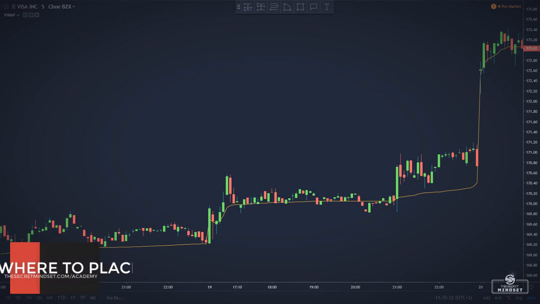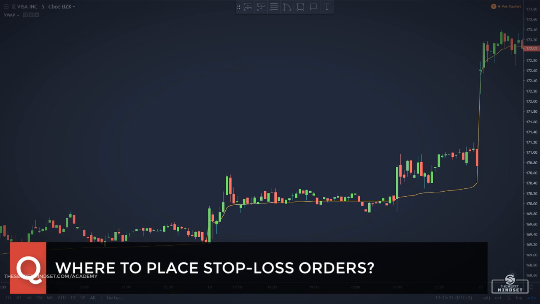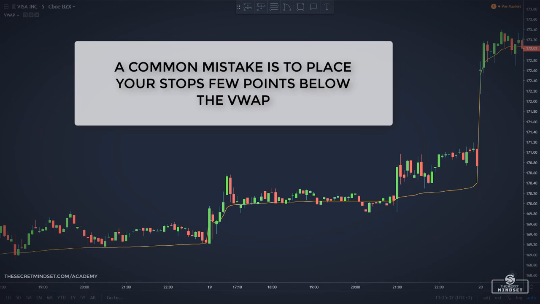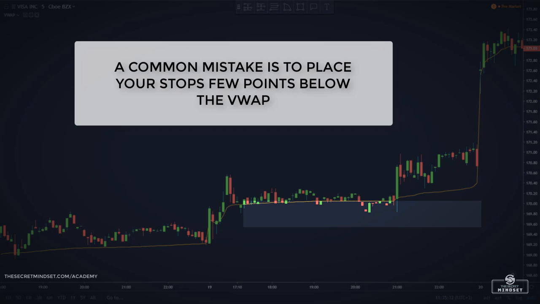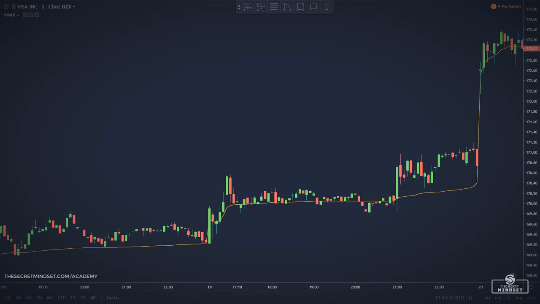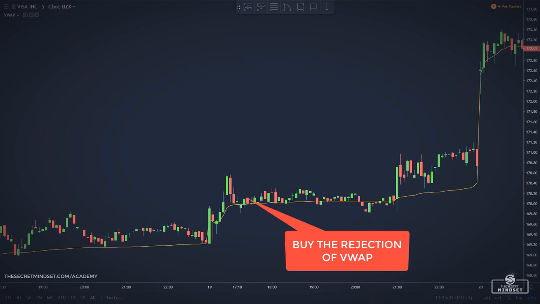Also, you have to be smart with where you place your stop loss. A common mistake is to place your stops a few points below the VWAP line. You will be stopped out often if you place your stop loss close to the VWAP. There's a smarter way. For instance, if you take a VWAP pullback trade, you should look to place your stop loss on the other side of a key chart level.